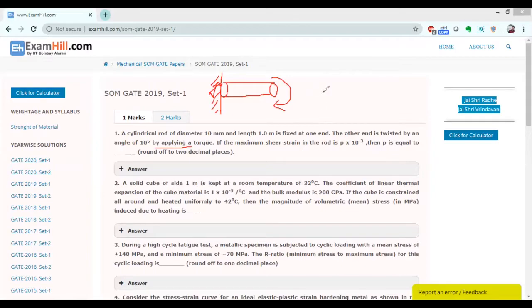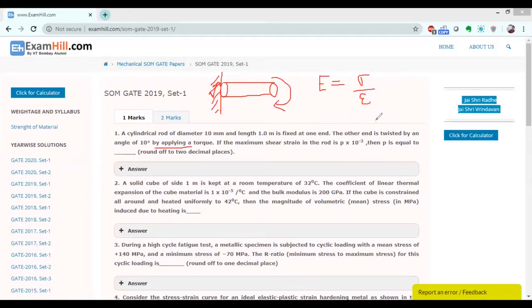Right. So if you remember this equation, T by J is equal to tau by R is equal to G theta by L, I guess. If you remember this, modulus of elasticity is equal to stress upon strain. This is normal stress, and this is normal strain. Modulus of elasticity. So this is like linear.